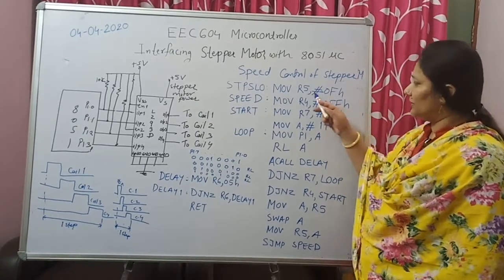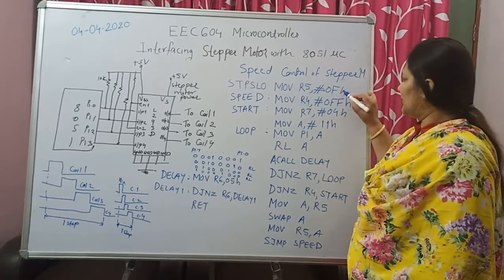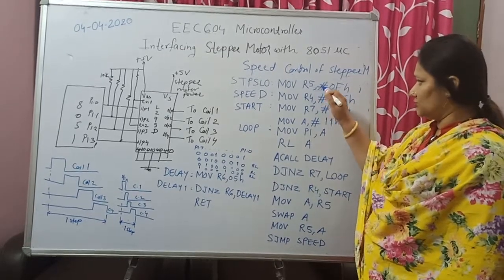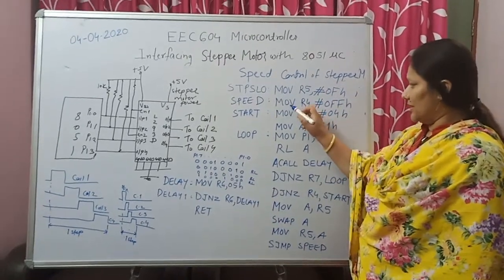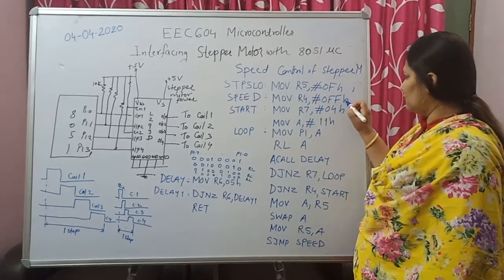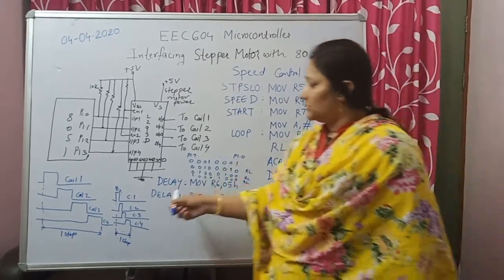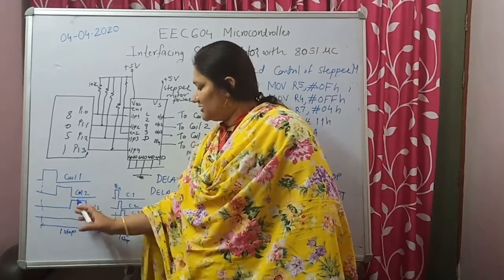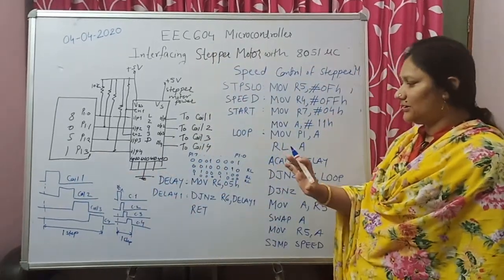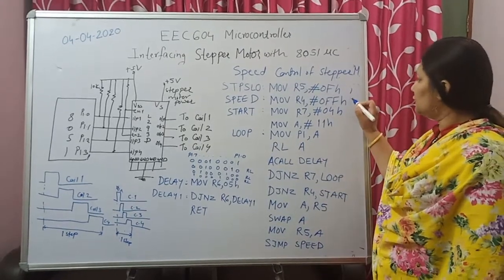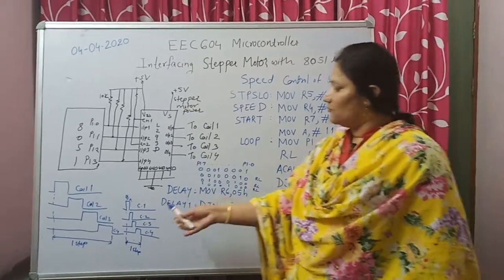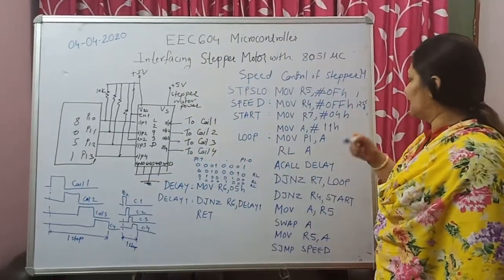So what we are doing, we have taken one count R5, here we have taken 0F, which I will explain a little later, why we have taken this register as a counter for 0F. Then we are taking one register as a counter wherein we are taking 0FF count. Why are we taking 0FF count? Because this will take one rotation. Likewise we have to go for certain rotations. Here the number of rotations which we are taking for one particular speed is 255 decimal. So at one particular speed it will move for 255 rotations.